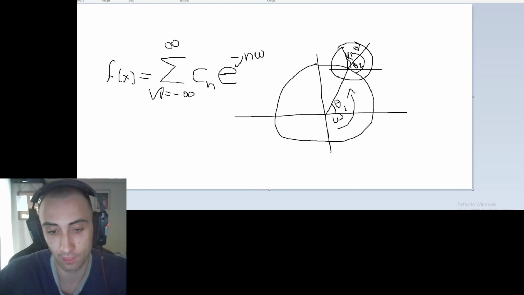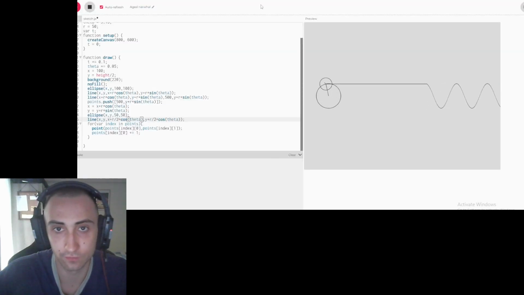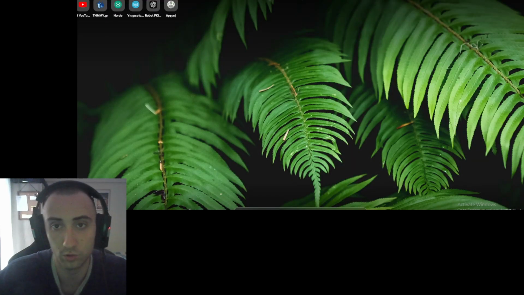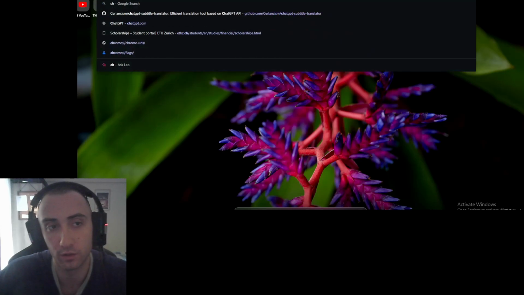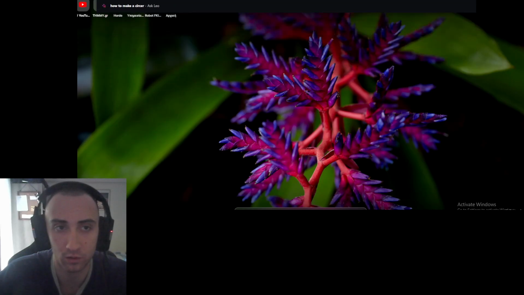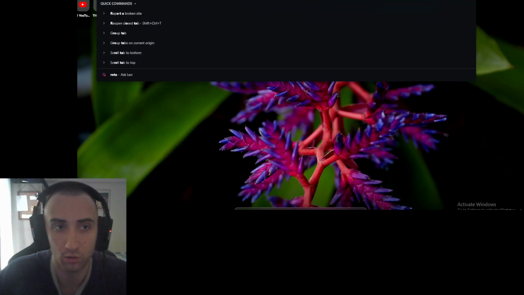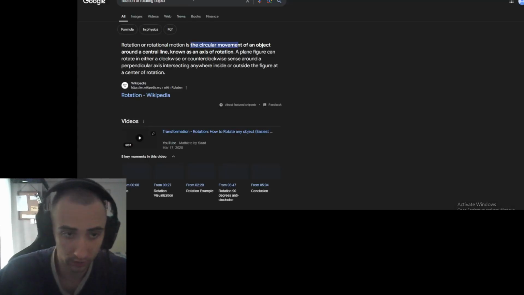Time to use ChatGPT? No, wait, we will Google it first. How to make a circle, actually rotation of rotating object.